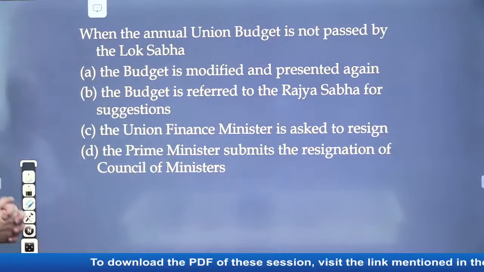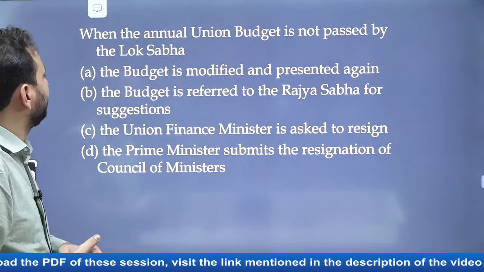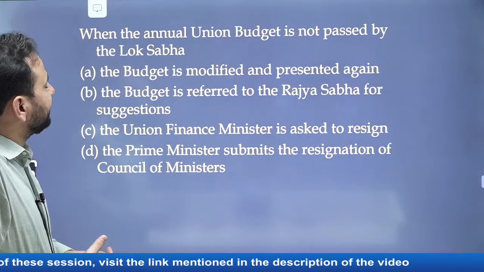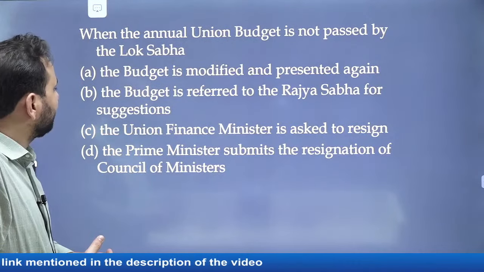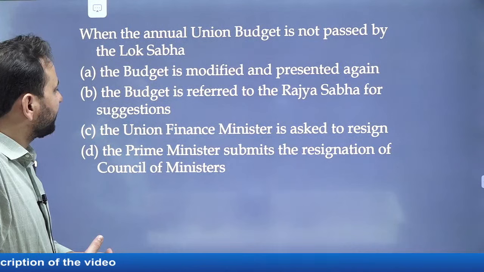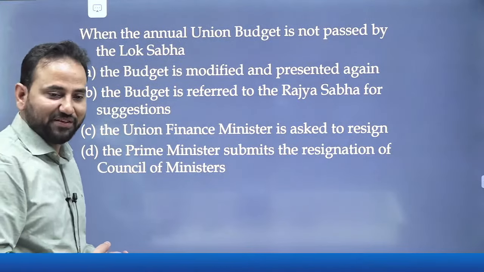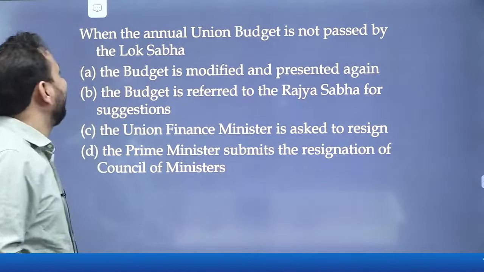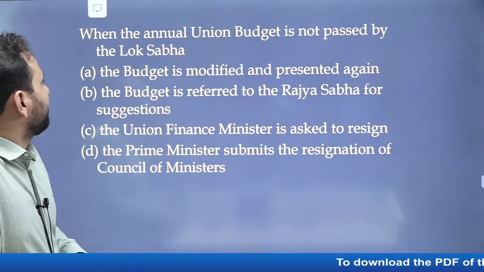When the annual Union Budget is not passed by Lok Sabha: the budget is modified and presented again; the budget is referred to the Rajya Sabha for suggestions; the Union Finance Minister is asked to resign; the Prime Minister submits the resignation of the Council of Ministers. So, a very simple question. Just see the essence of this question.